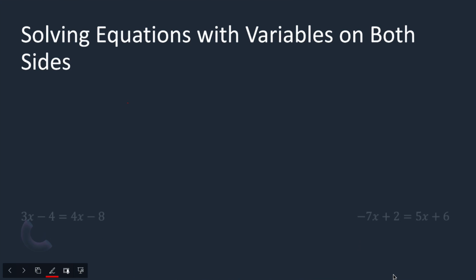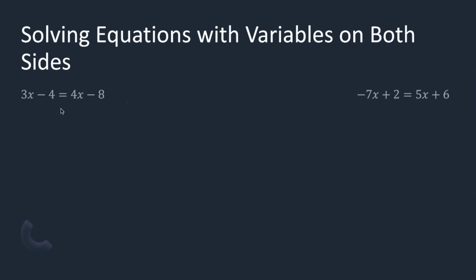Alright, let's try some examples. Let's take this first one: 3x minus 4 is equal to 4x minus 8. Now notice that we have the same variable here, x, and that's the only variable we have. So these two are like terms. And all constants are like terms no matter what. So these two are like terms as well.